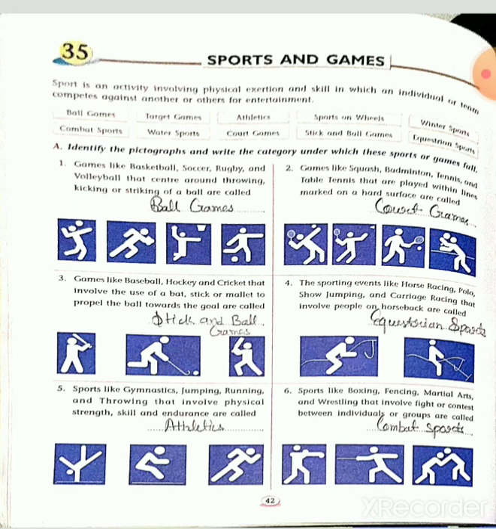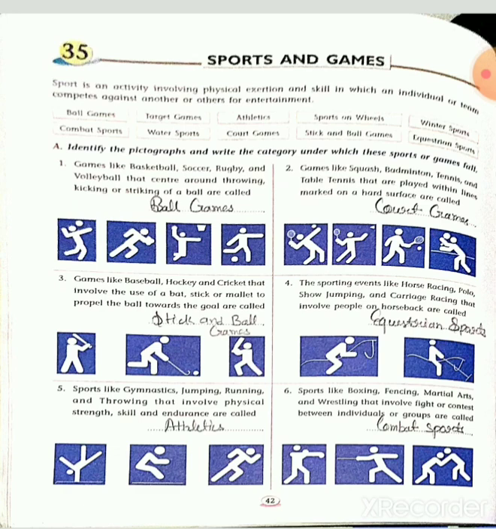The sporting events like horse riding, horse racing, polo, show jumping and carriage racing that involve people on horseback are called the equestrian sports. Sports like gymnastics, jumping, running and throwing that involve physical strength, skill and endurance are called the athletics.